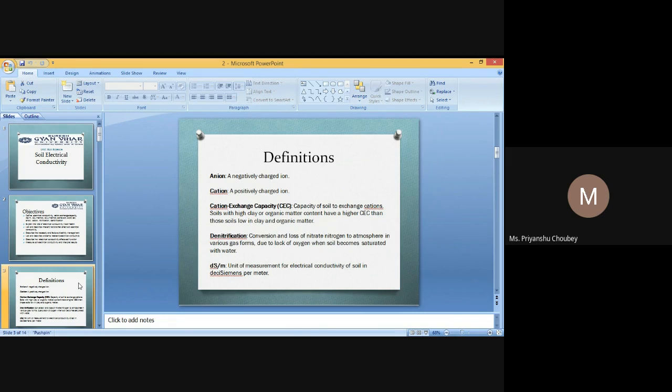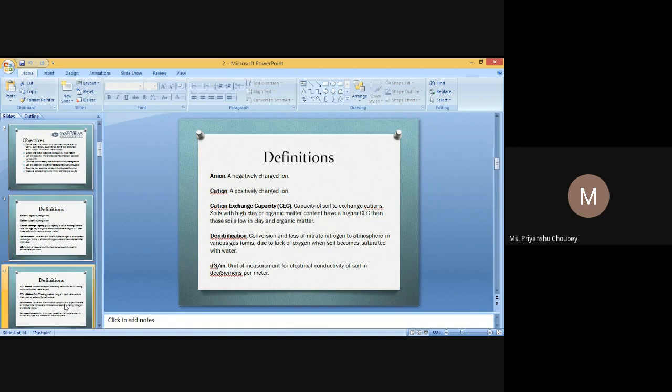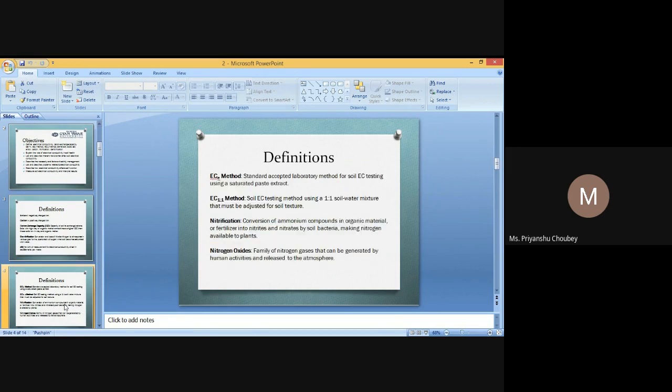Denitrification is the conversion and loss of nitrate nitrogen to the atmosphere in various gas forms, due to lack of oxygen when soil becomes saturated with water. dS/m is the unit of measurement for electrical conductivity of soil, in deciSiemens per meter. Definition: EC method, the standard expected laboratory method of soil electrical conductivity testing using a saturated paste extract. EC 1:1 method, a soil EC testing method using a 1:1 soil-water mixture that must be adjusted for soil texture.